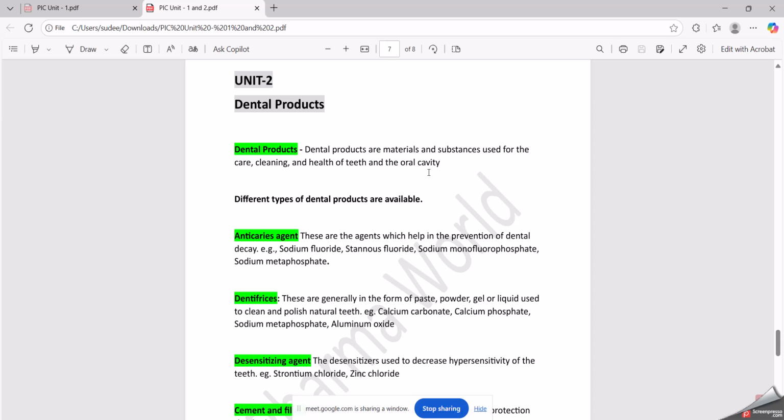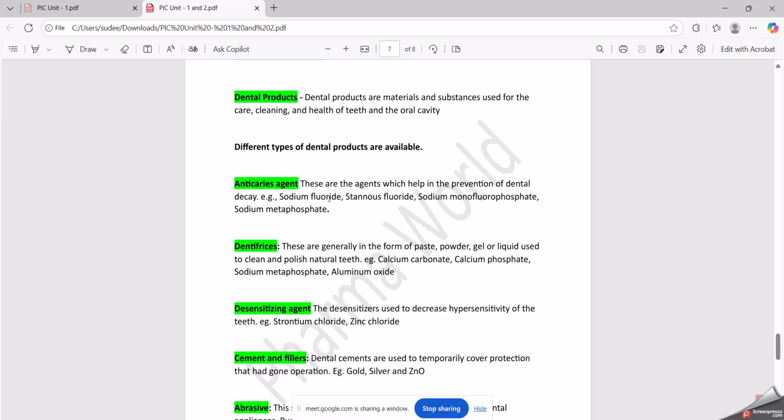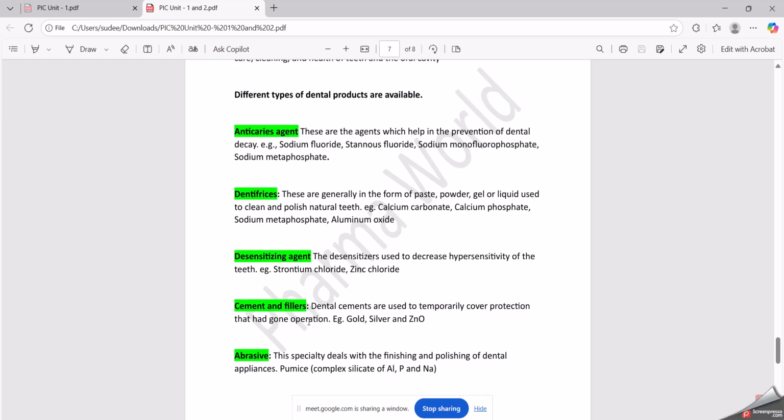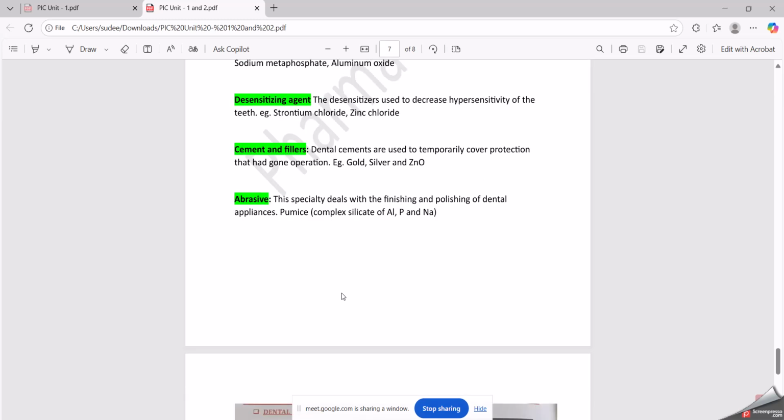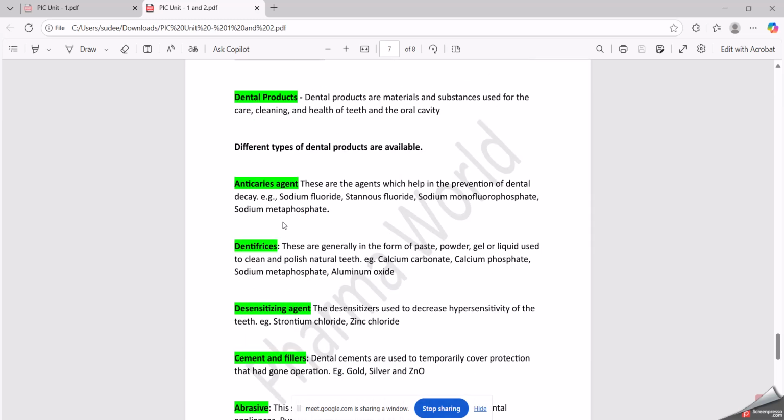These all come under dental products. They are mainly used for cleaning, care, and health of the teeth and oral cavity. Different types of dental products are available, like anti-caries agents, dentifrices, desensitizing agents, cement and fillers, and abrasives. These are some of the dental products. We'll see them one by one.